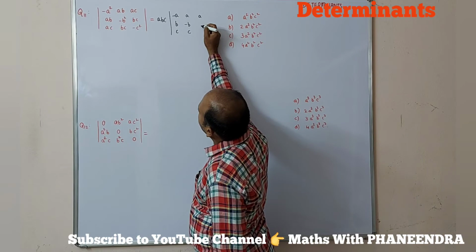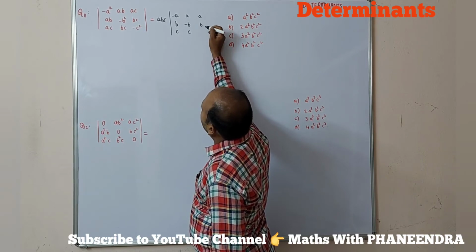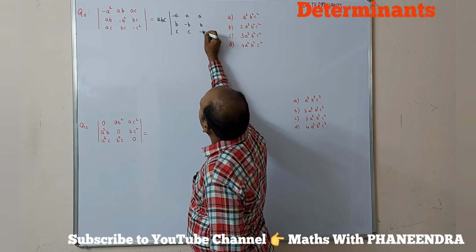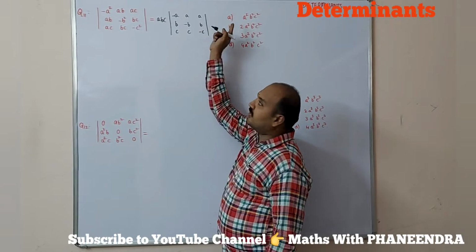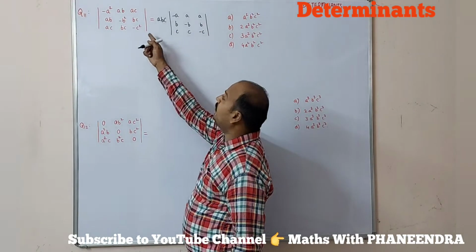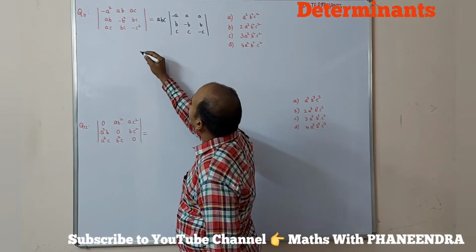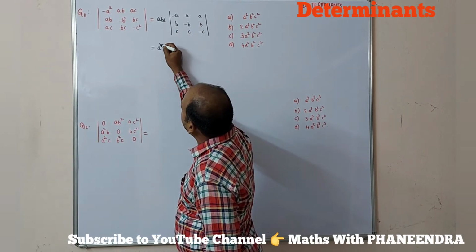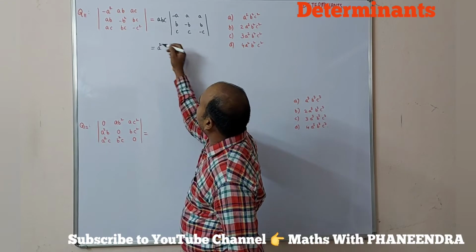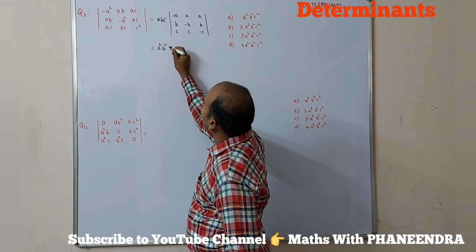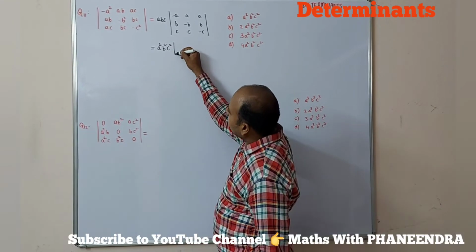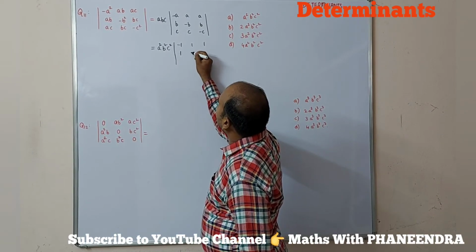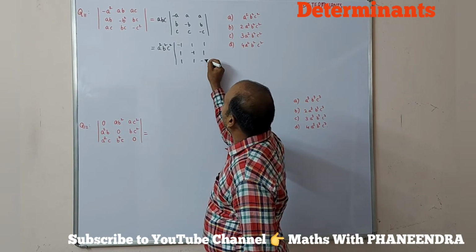Next, c taking common means b, and here, minus c. Again, from the first row take common a, from the second row b, from the third row c. So it will become abc into a, that means a square. From the second row, b we are taking common, from the third row, c, so a square, b square, c square. The rest of the terms: minus 1, 1, 1; 1, minus 1, 1; 1, 1, minus 1.